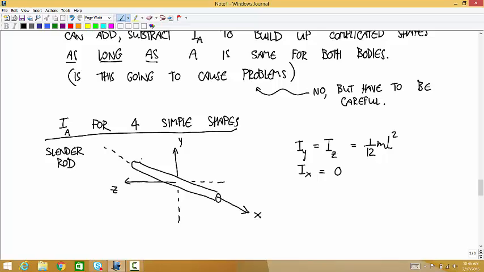Yes, that's right. So A is right at the origin there. Okay, so the more massive this thing is, or the longer this thing is, the more it resists angular acceleration. The more torque you have to apply to it to cause an angular acceleration.